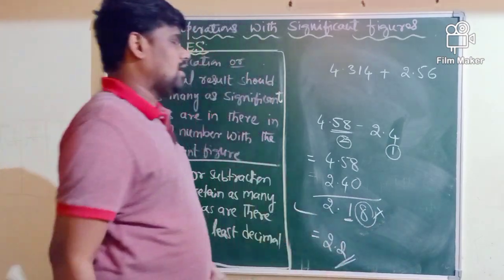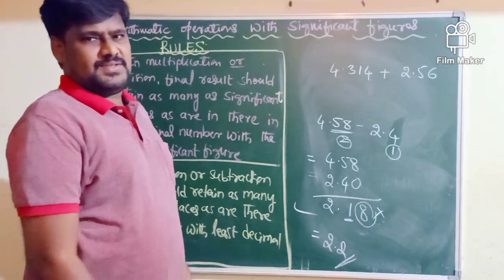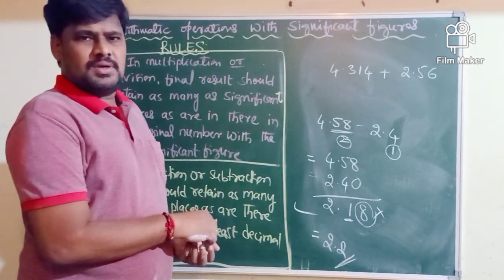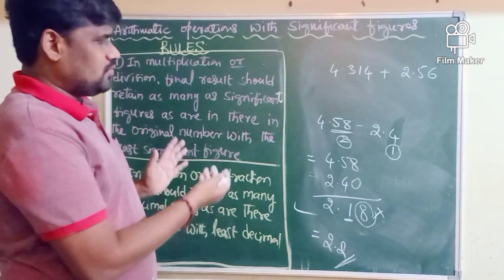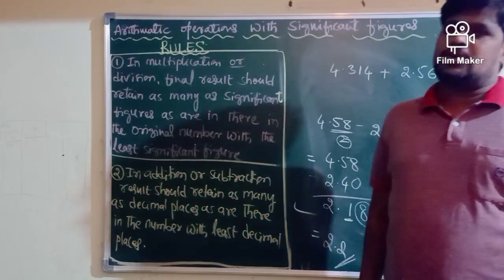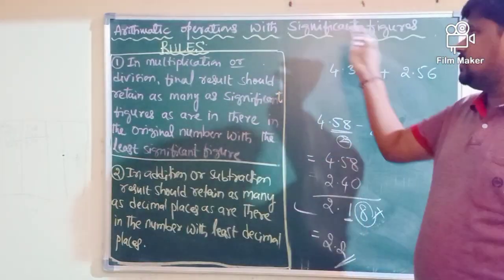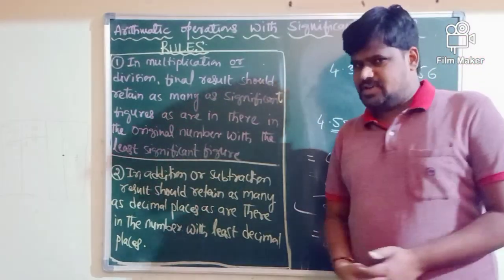So this is called the arithmetic operations with significant figures. Okay, in the comment box, I will give some examples. You can solve the examples, and you can also take a few examples which are given in your textbook, which are related to arithmetic operations with significant figures. Okay.